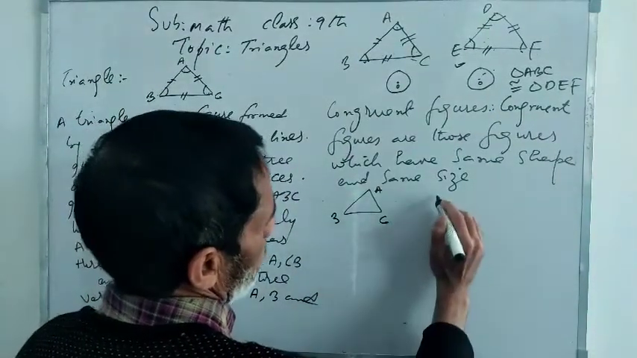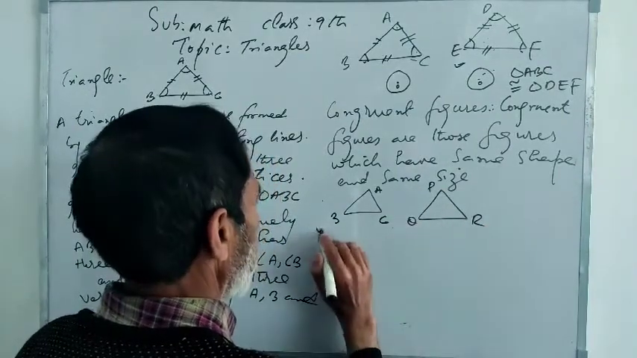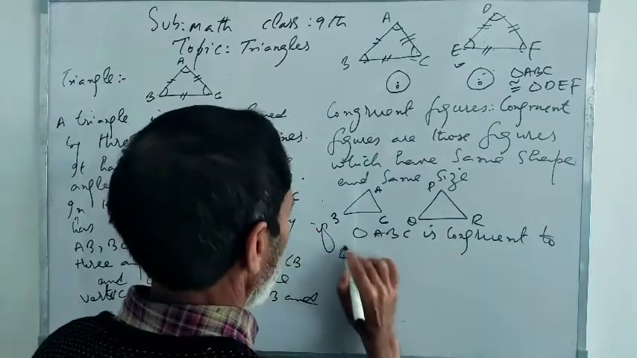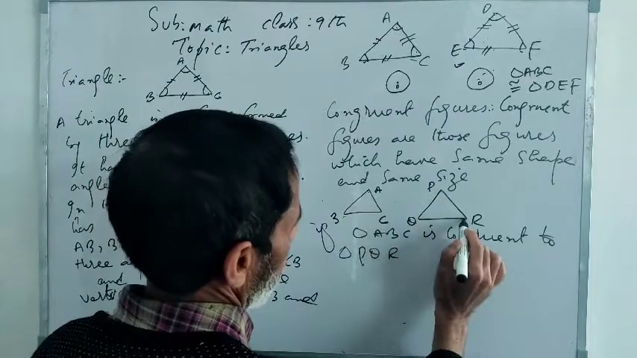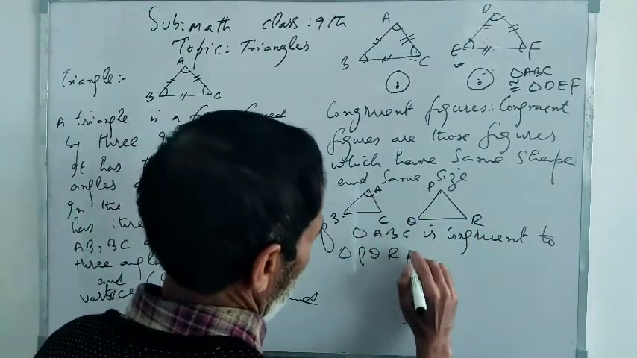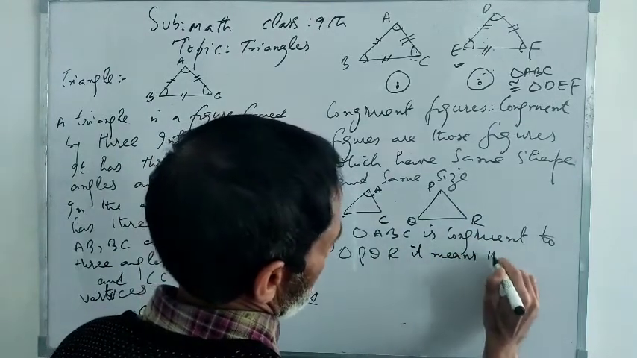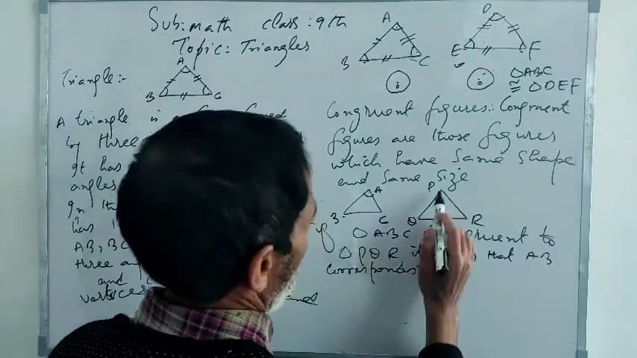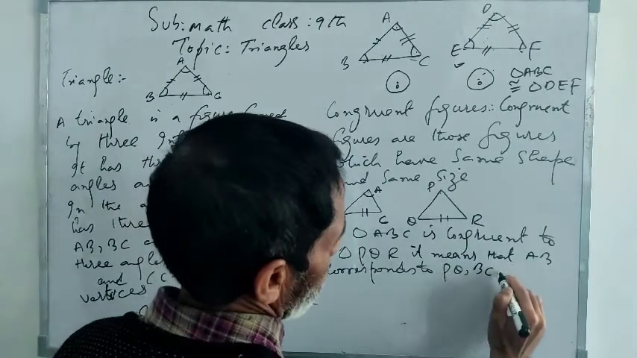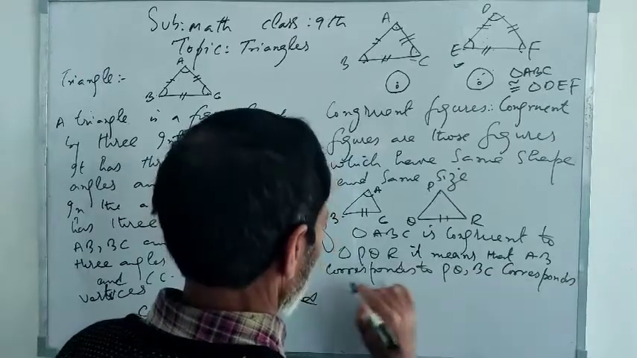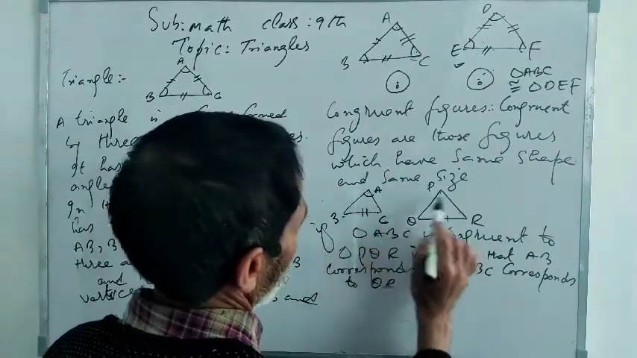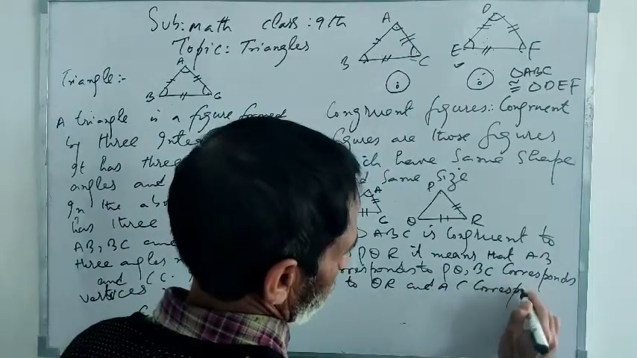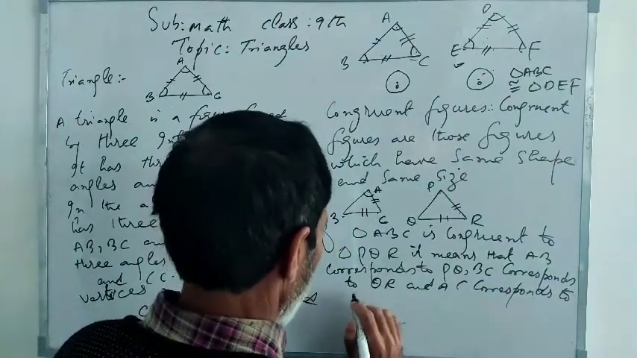If triangle ABC is congruent to triangle PQR, it means that AB side corresponds to PQ side of triangle PQR, BC side corresponds to QR side, and AC side corresponds to PR side.